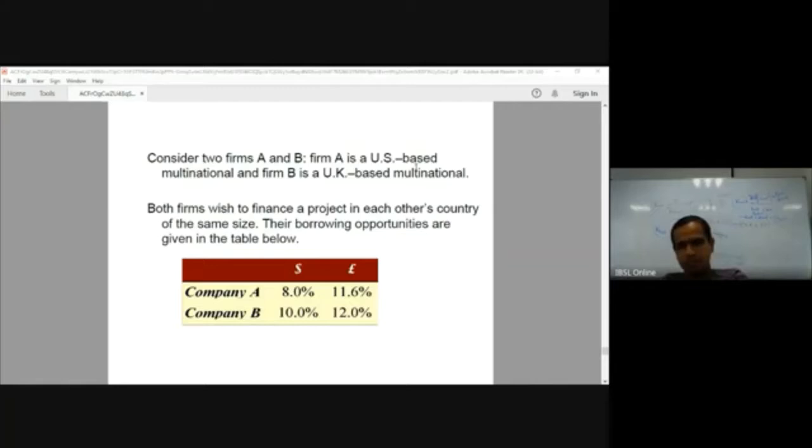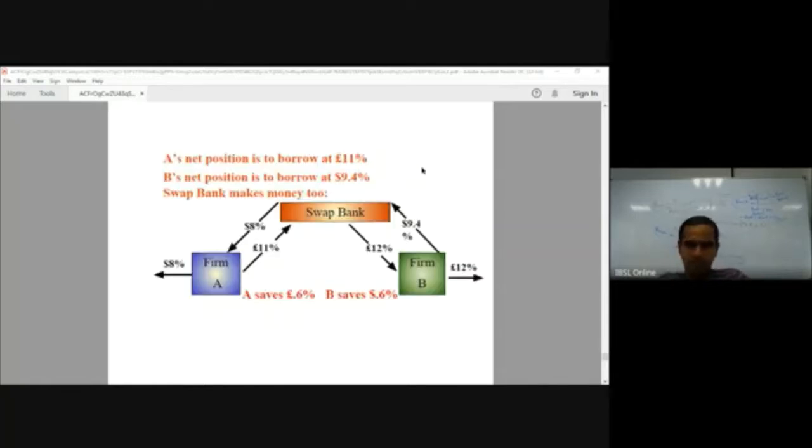Right, so A and B, these are the borrowing lines that they have. A can borrow in dollars at 8%, pounds at 11.6%. B can borrow dollars at 10%, pounds at 12%. Right. So what A will do is, sorry, A is a US company. They will give the dollars to swap bank, and on that they will receive 8%. Whereas B will give the pounds to swap bank and they will receive 12%. So what eventually ends up is the net payment will be A paying swap bank in pounds and B is paying swap bank in dollars interest, right?